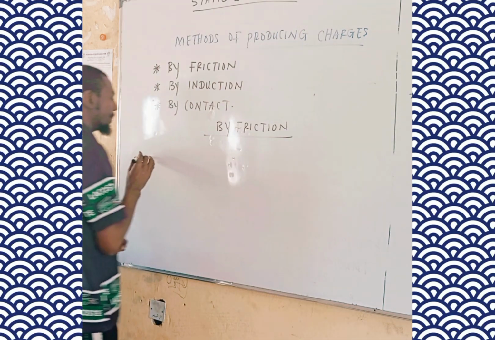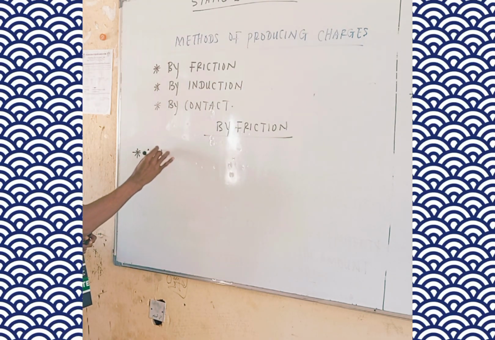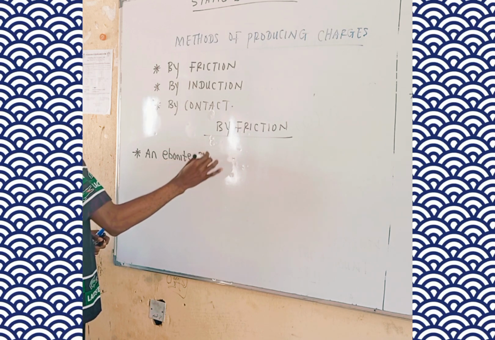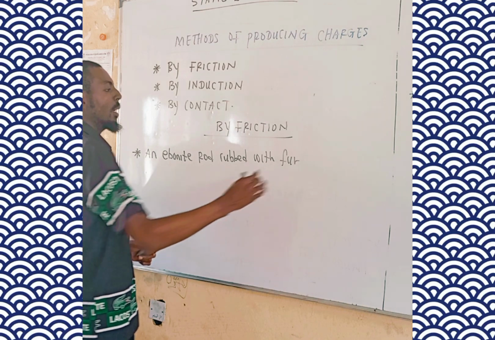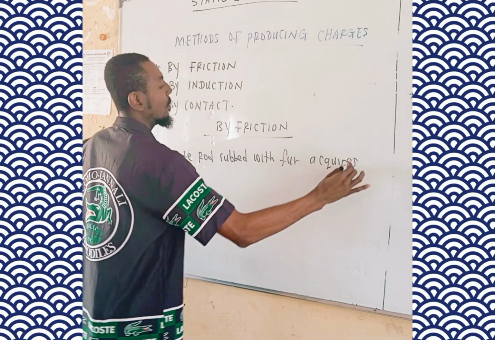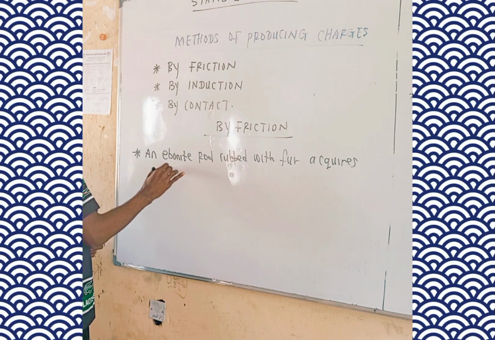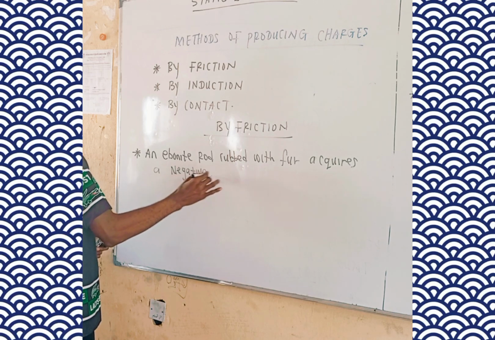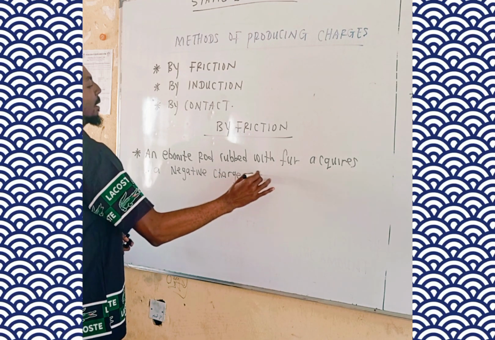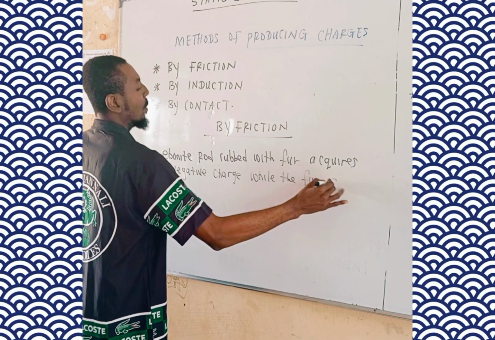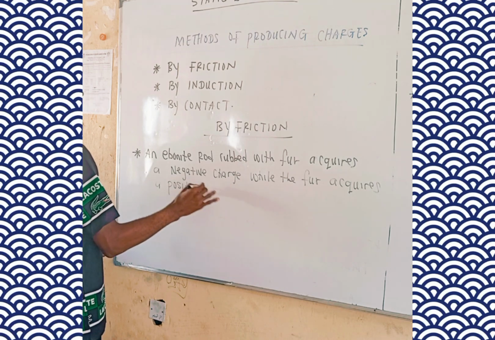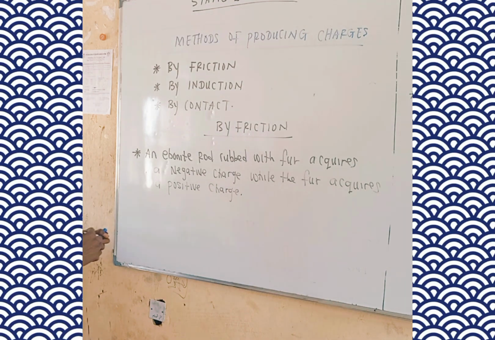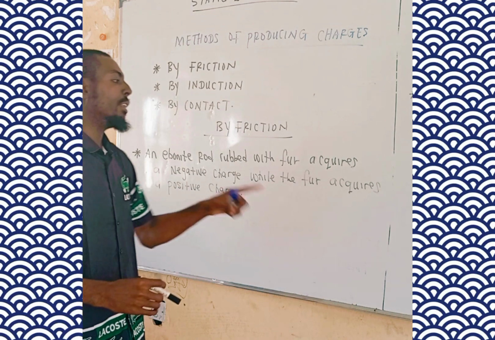Number one, an ebonite rod with fur acquires a negative charge, while the fur acquires a positive charge.